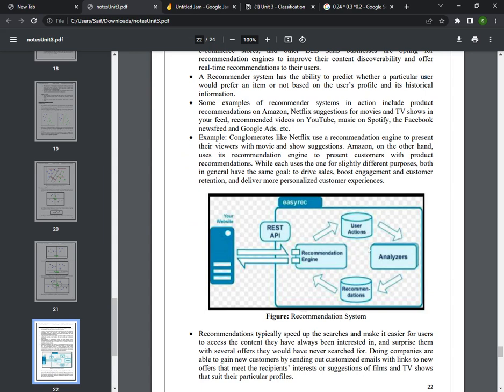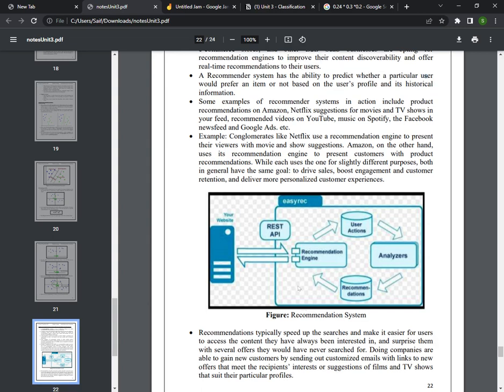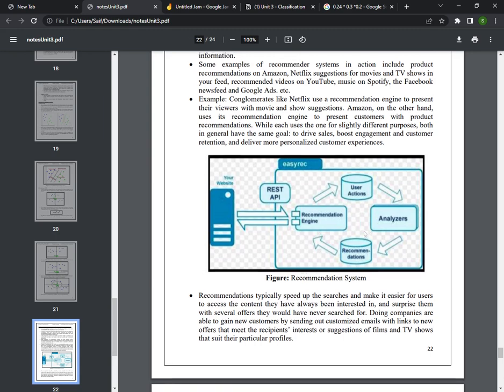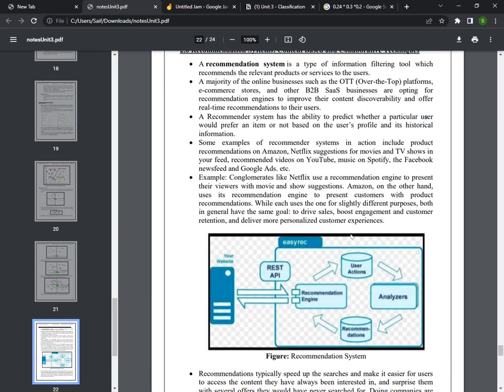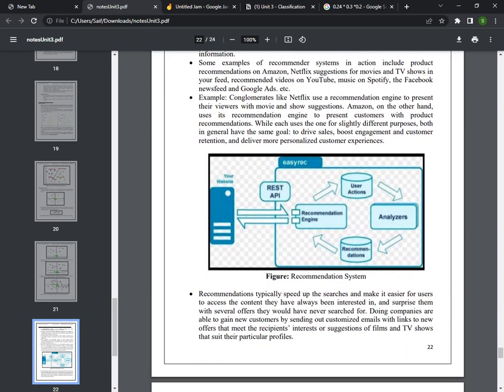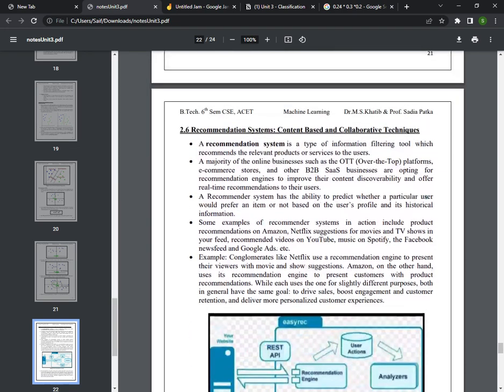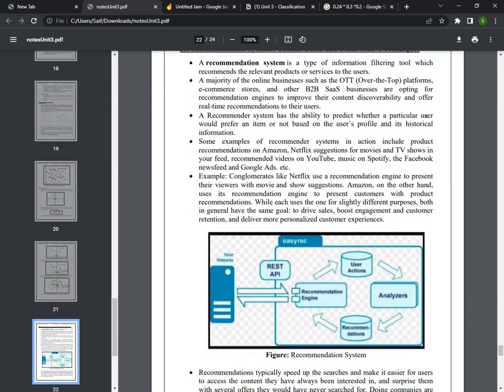It takes user action, which is then analyzed and goes to recommendations, and the recommendations send the data to the recommendation engine. The engine then sends the data to the website and also receives the data from the website, which then goes to the user action. You can give examples here such as Netflix, YouTube, Amazon, etc. And inside the recommendation system, we have different components, that is content-based and collaborative techniques.